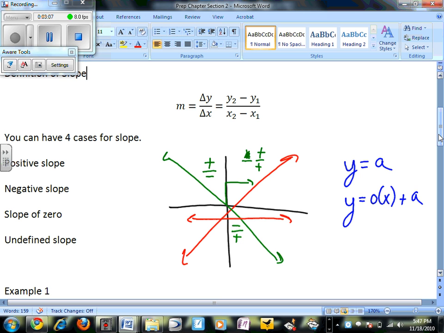An undefined slope would just be a horizontal line. Or, sorry, a vertical line. If you think about that, undefined means that your rise, say we're going up 1, but we're not going to the left or right or anything. We're going to the left or right 0. You can never in a million years have 0 in the denominator. That's why it's undefined. When 0 is in the denominator, we have it undefined. Okay?